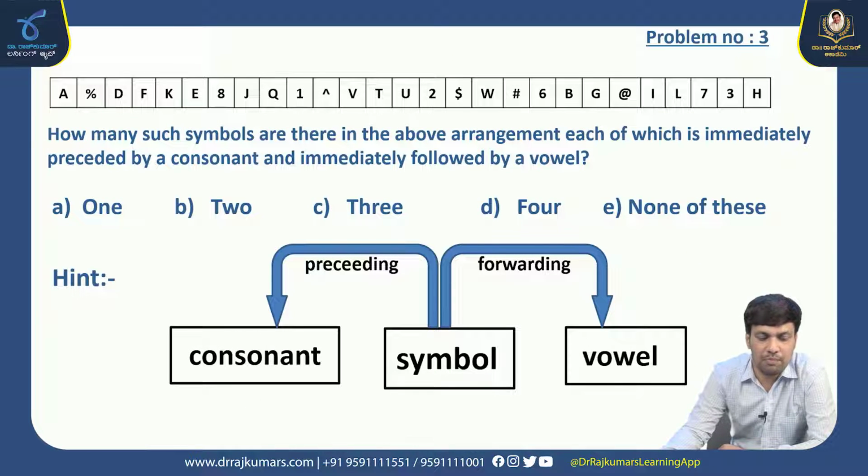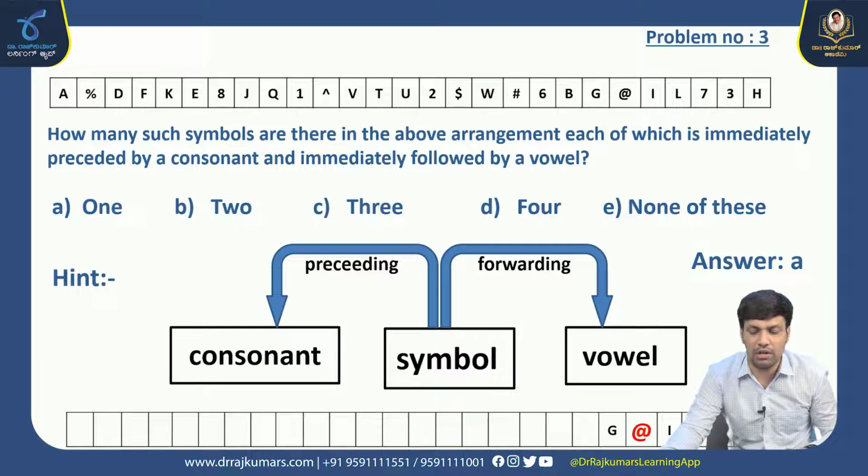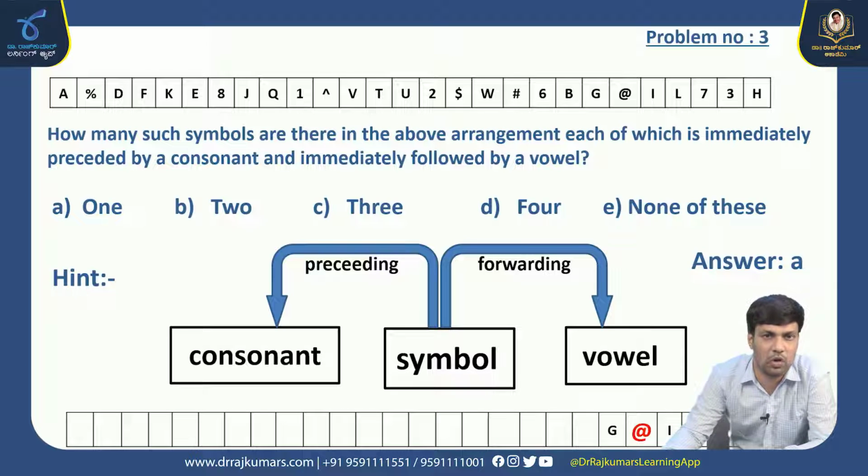Moving on to our next question. How many such symbols are there in the above arrangement, each of which is immediately preceded by a consonant and immediately followed by a number? The options are the same. Again 1, 2, 3, 4 and none of these. Here we need to search for the symbol in such a way that it should be immediately followed by a vowel and immediately preceded by a consonant. On searching, we have the following tabulation which meets the above requirement. In the whole tabulation, we got only one symbol which follows the above requirement, that is @. In the @, we see a consonant in the preceding position, that is G, and in the following position we have the vowel, that is I.